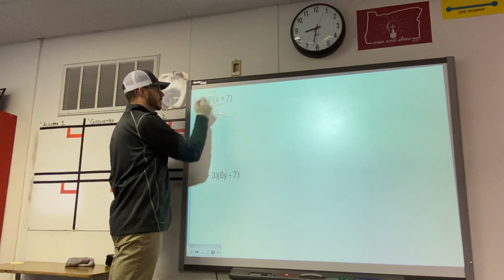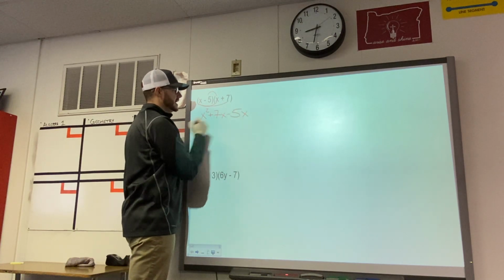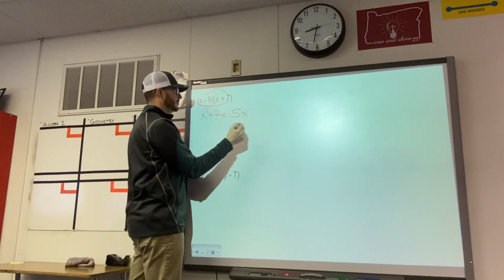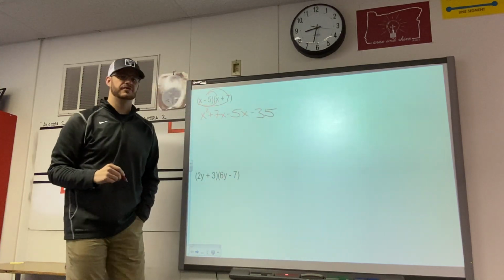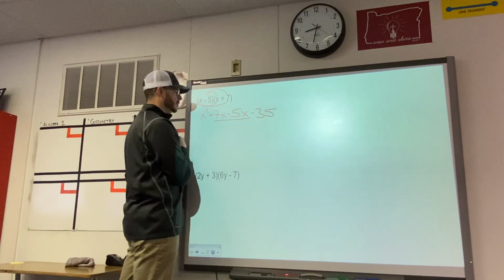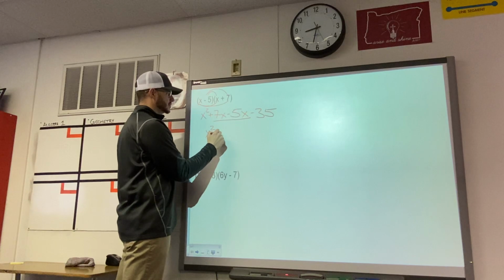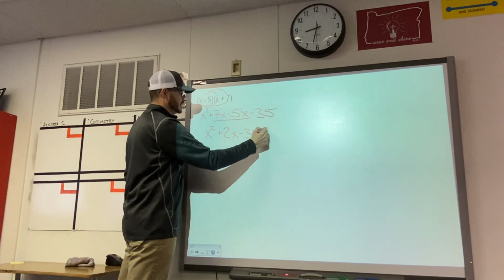Then we move on to our inner terms. Negative 5 times x gives us negative 5x. And then our last terms, negative 5 times 7, gives us negative 35. Then we need to get it down to its simplest form. So we combine our like terms. We end up with x squared plus 2x minus 35.